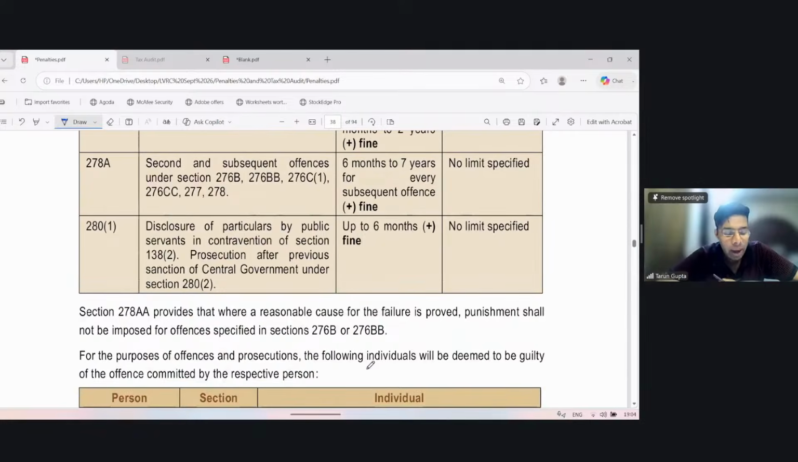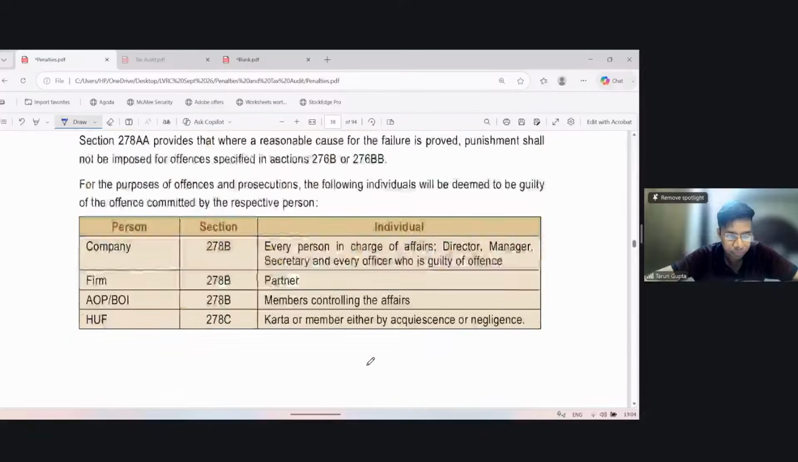Section 280, disclosure of particulars by a public servant in contravention of section 138(2), prosecution after previous sanction of the central government in section 280. And then the prosecution shall be for up to 6 months plus fine. Okay.